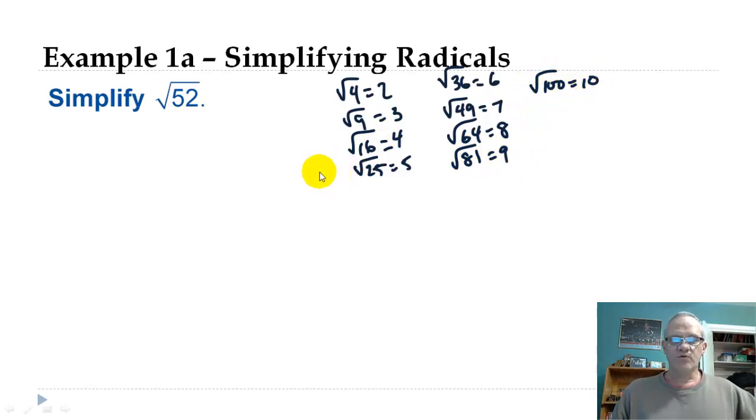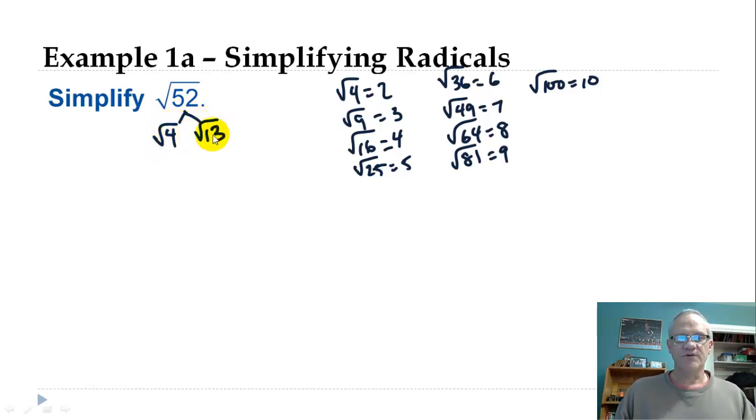So one of the ways that you can think about this is to see if you can take 52 and divide it by any one of these numbers because these are perfect squares. In this case, this may not be one that's really noticeable or obvious, but what you could do is take 52 and divide it by 4. And that comes out evenly. And so what happens is if you split this up, you could split it up into the square root of 4 times the square root of 13. And then you say, oh, the square root of 4 is 2.